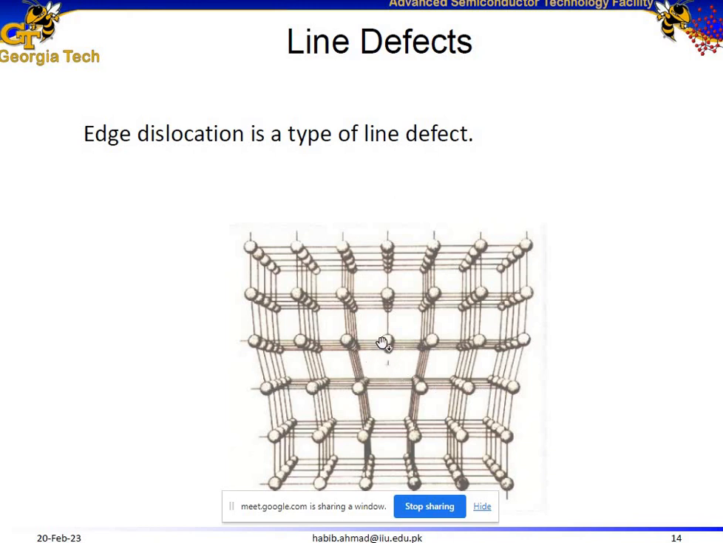But after arriving at this point, we see that now an additional line of atoms has been introduced in the middle of the crystal structure. And this kind of additional line is called edge dislocation. It's a kind of a line defect.